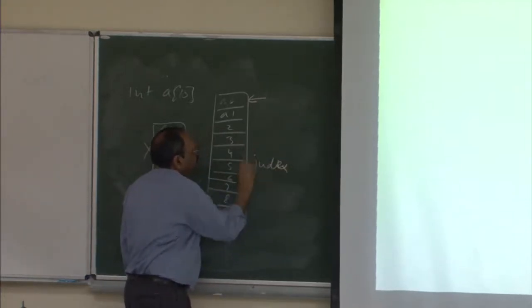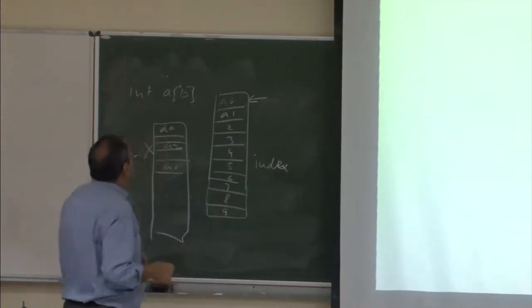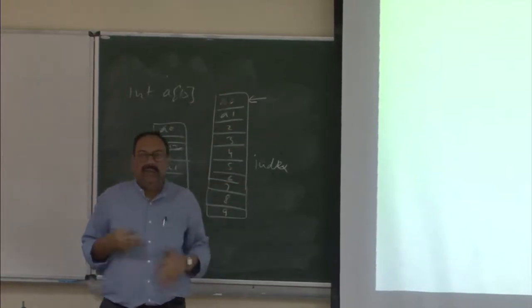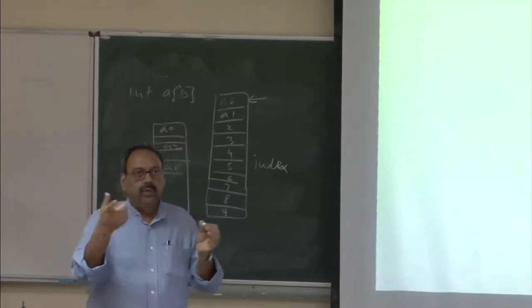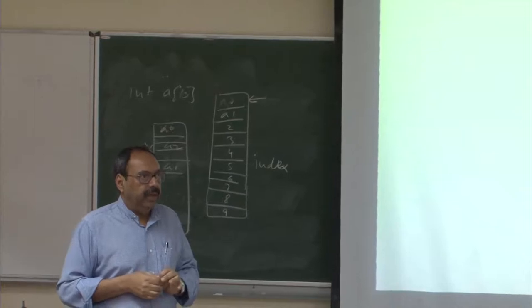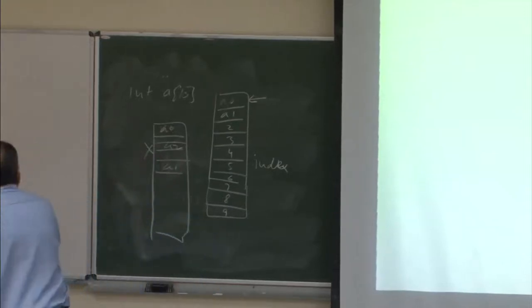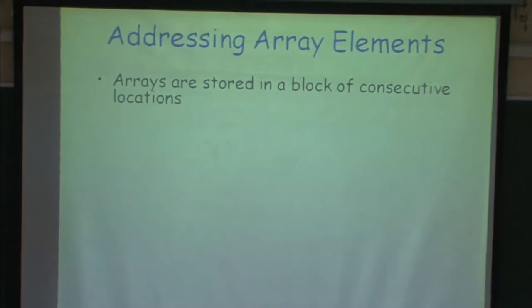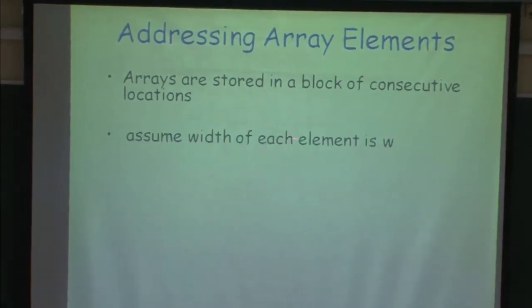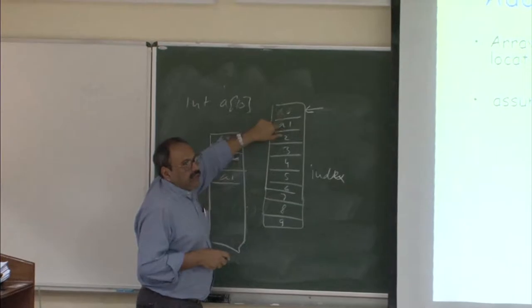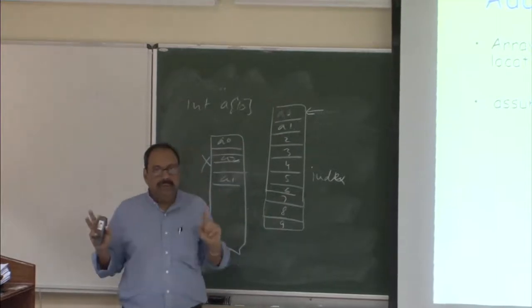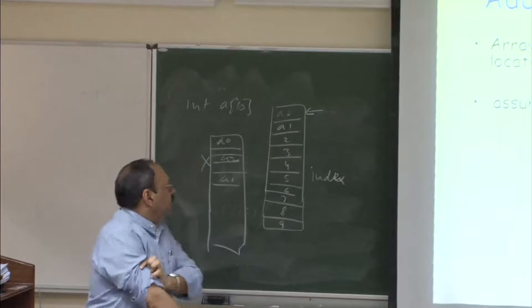These two are sufficient to find out the address. So in the symbol table, I'm only going to store the base address. And whenever I try to access A[i], the only things I need to know are i and my base address, and then I can do this computation. Now, part of this computation has to be pre-computed and stored in the symbol table for code generation. So arrays are going to be stored in a block of consecutive locations like this, and assume that the width of each element is w. That means from the type information, I know how many bytes each of these elements takes. So if this is an integer array and each integer is given 4 bytes, then I know that it is taking 40 bytes. That gives me the total space which is required.